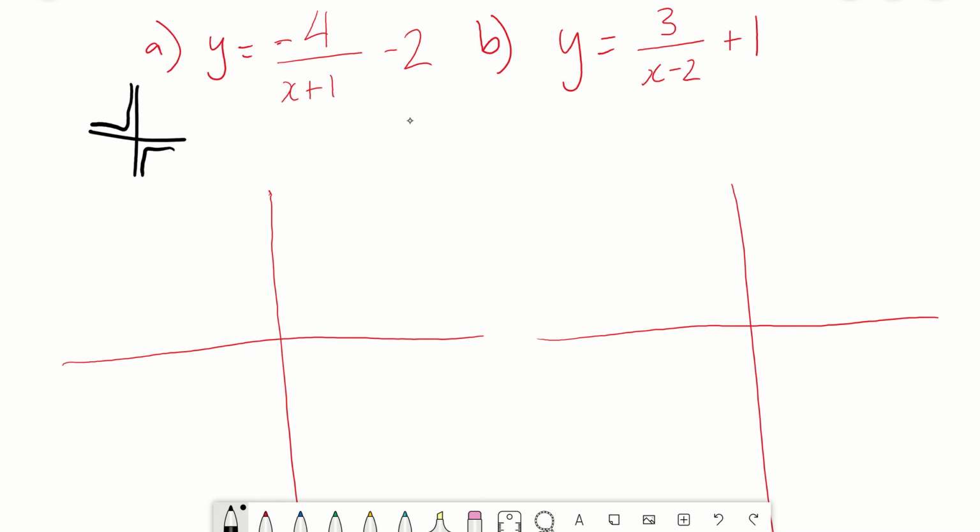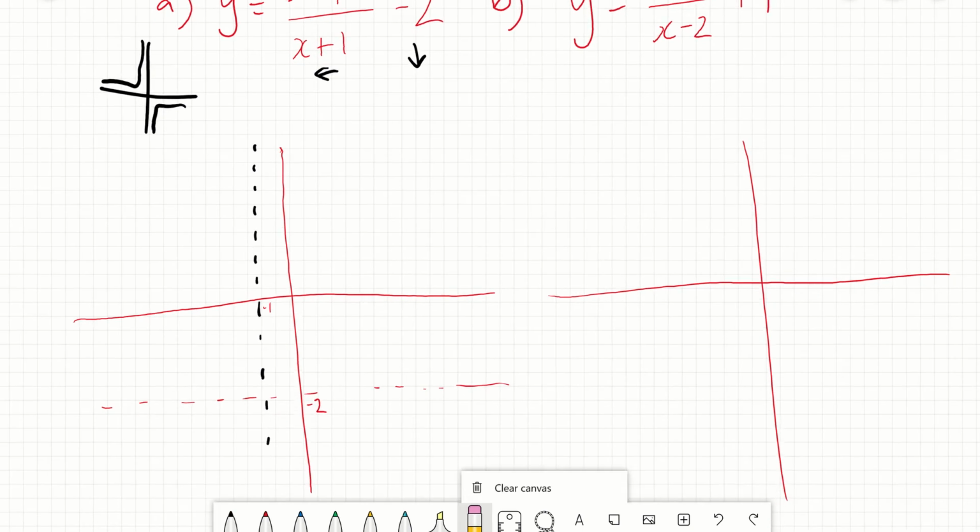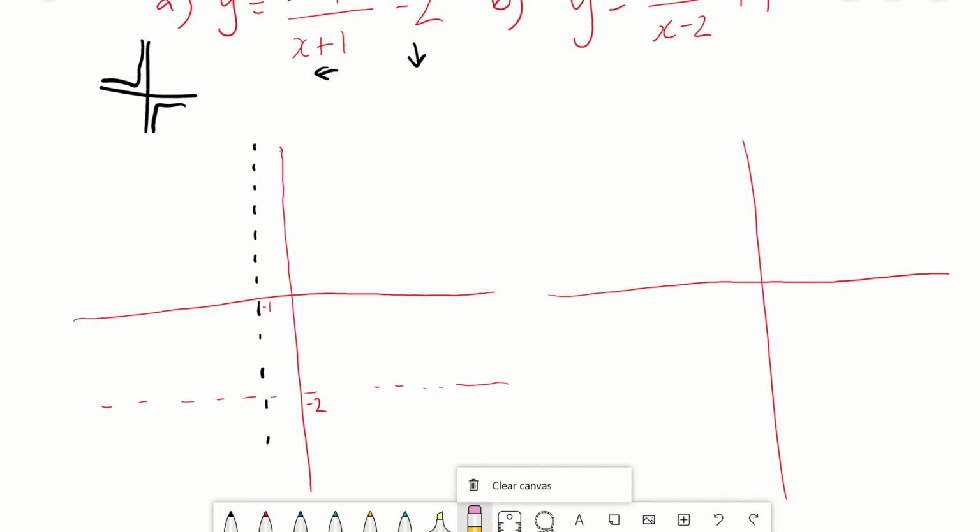It's pretty sharp. It gets shifted in the negative 1 direction, and then it gets shifted down. If it gets shifted in the negative 1 direction, my asymptote will move over to negative 1. If it gets shifted down to negative 2, then my asymptote here will move down to negative 2. And now all I have to do is draw my negative hyperbola in those sections.